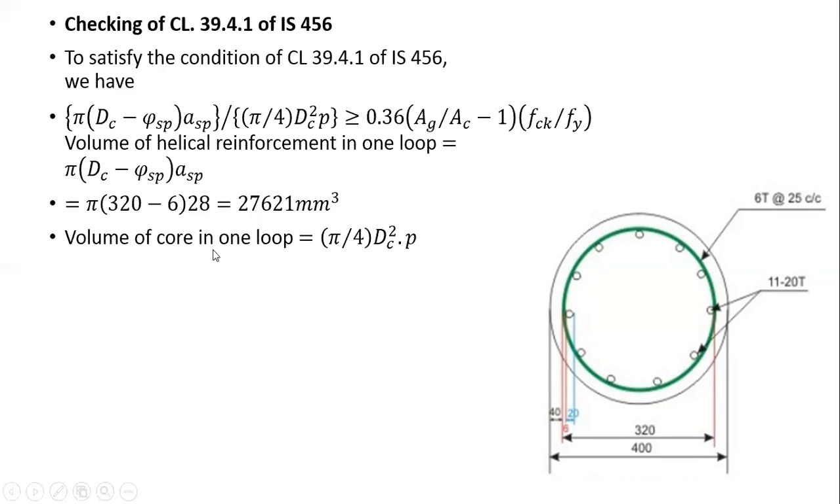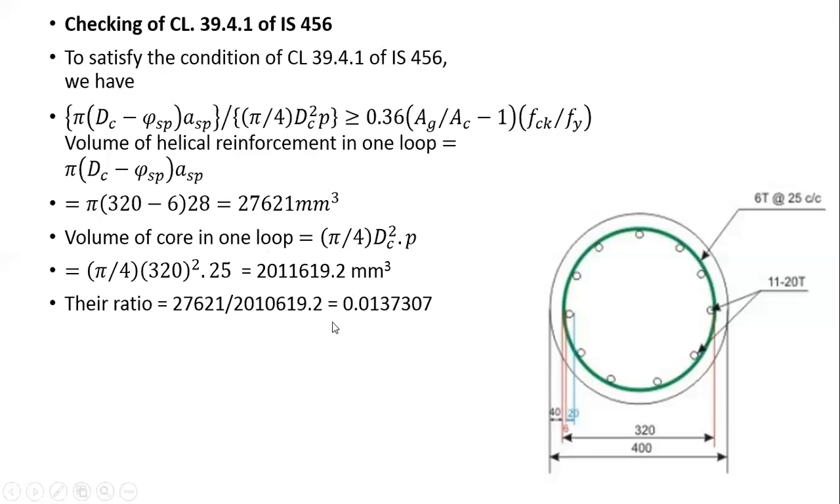Second is the volume of core in one loop. Volume of core means the area of the core into pitch. Now I know everything: pi by 4, DC is 320, and the pitch we have already calculated in the previous step as 25. So this is my volume of core in one loop. Their ratio, that is the volume of helical reinforcement to the volume of core, is this divided by this value. So this ratio comes out to be 0.013.